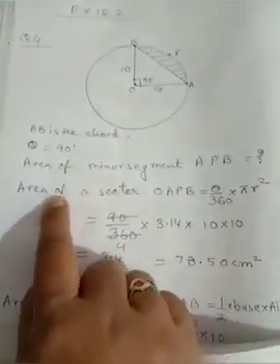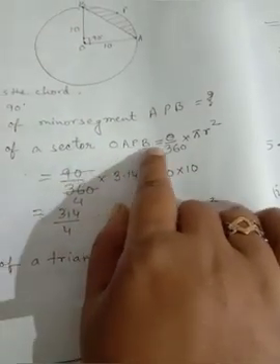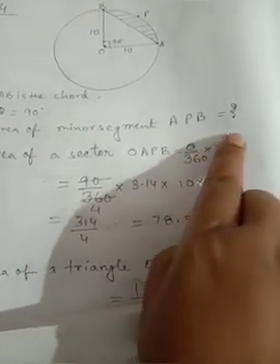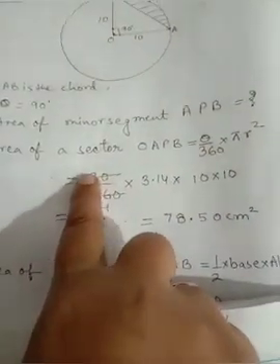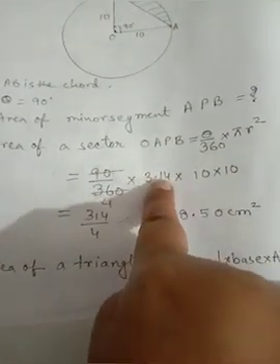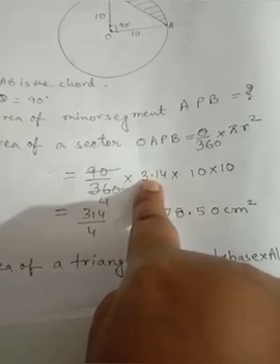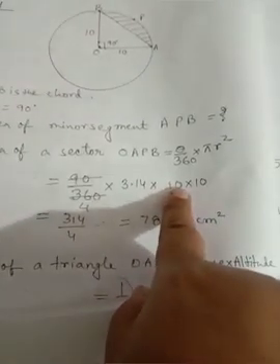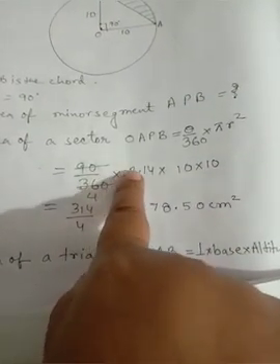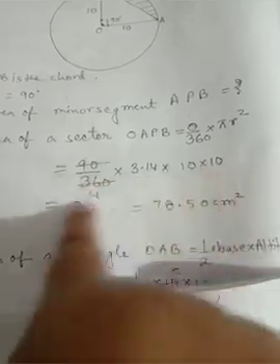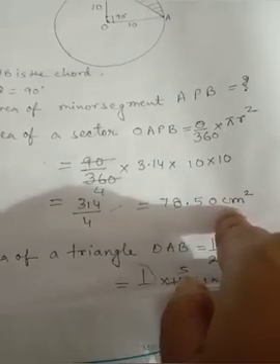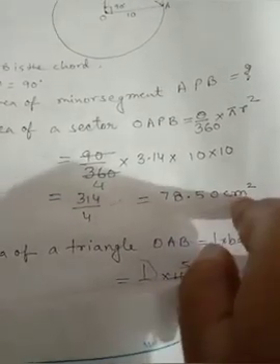So let's find out the area of the sector OAPB. That is equal to theta by 360 into pi r square. We know the formula. So now putting the value of theta as 90 degree in this formula, taking the value of pi as 3.14 and putting the value of radius as 10. So 90 by 360 into 3.14 into 10 into 10, and it will become 78.50 centimeter square or 78.5 centimeter square.